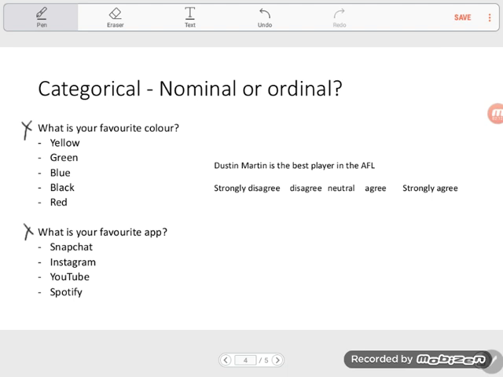The typical ordinal survey is something like this one on the right, where we have strongly disagree, neutral, agree, strongly agree. There's a typical order there where you have people that strongly disagree down this end and people that are increasingly agreeing as we go along that way. So that's a typical ordinal survey where we have a particular order to the responses. Of course, all of us would be saying strongly agree to this one.